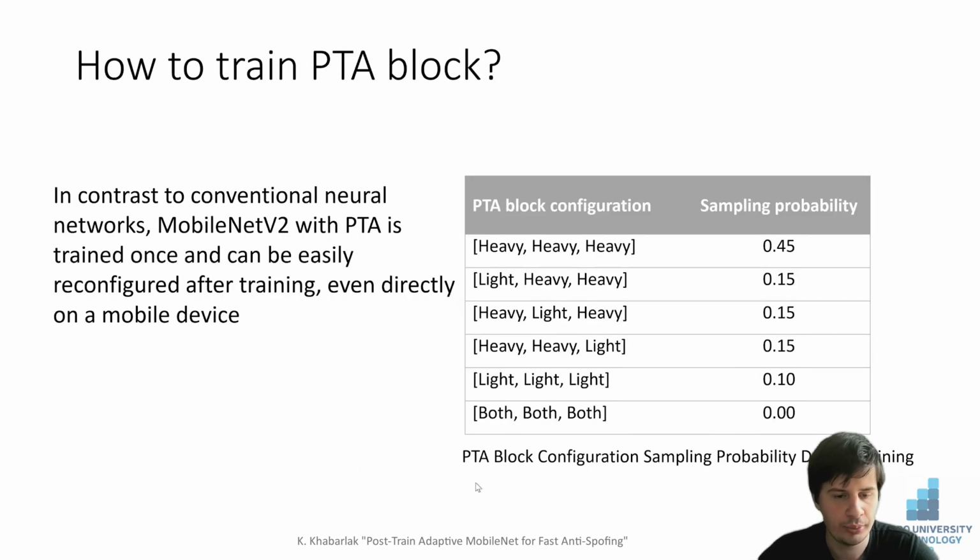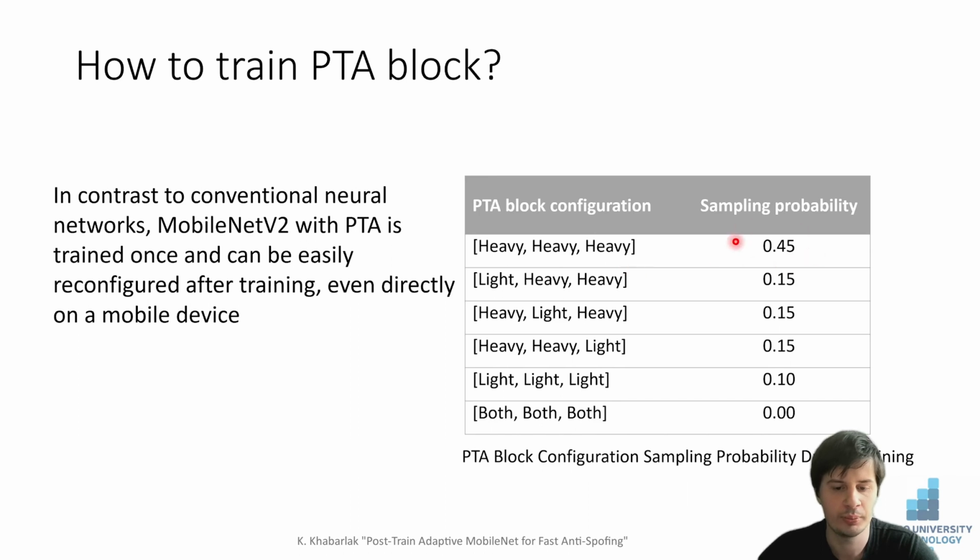So how do we train post-train adaptive block? In contrast to conventional neural network, once again, MobileNet with PTA is trained just once. To train all types of configurations, we sample different block configurations during training. In the table on the right, you can see configurations. If you might recall, we have 3 PTA blocks, and each of them can be in one of 3 states: heavy, light, or both. Note that we never use both configuration. Never are 2 ways, light and heavy, executed at once during training. This will have some consequences in future. We will discuss them.